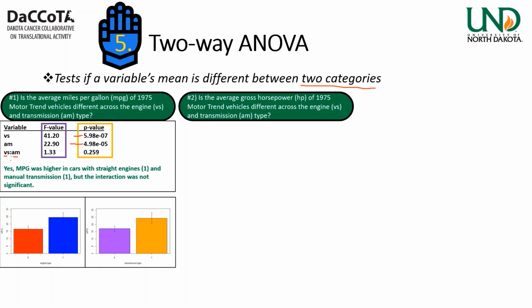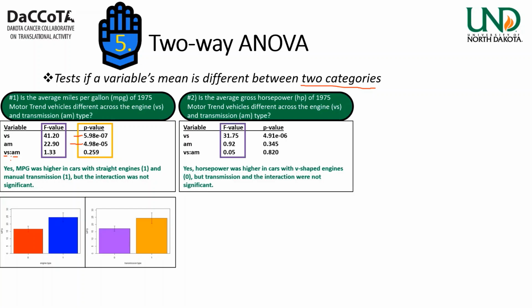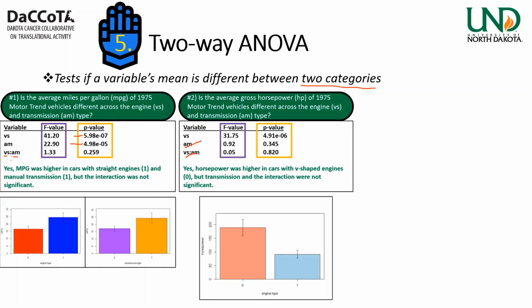Now let's look at average gross horsepower between these two categories and see, again here, interaction was not significant, but neither was the transmission type. Only engine type was significant, with the V-shaped engines having higher horsepower. So think the mighty V8.